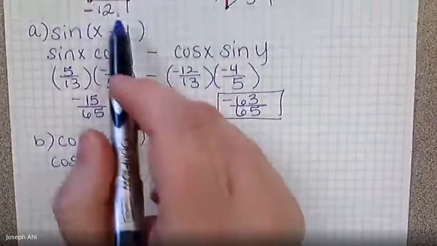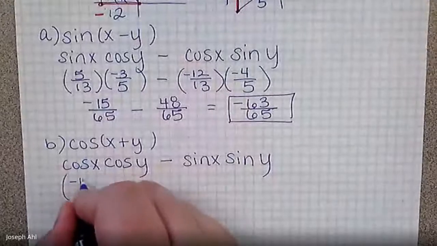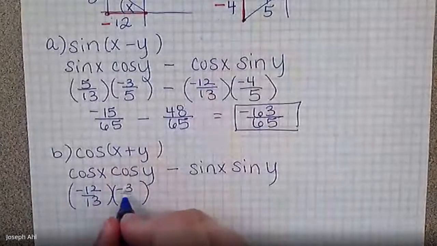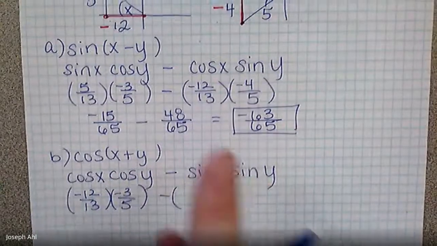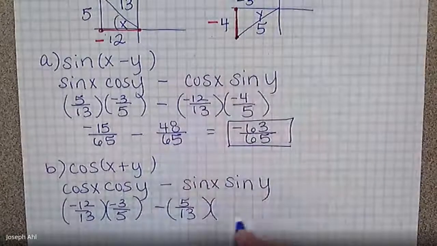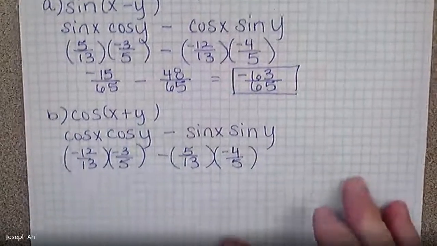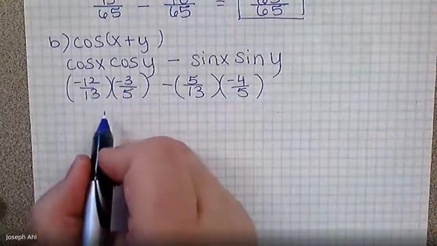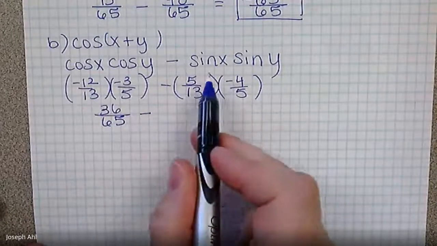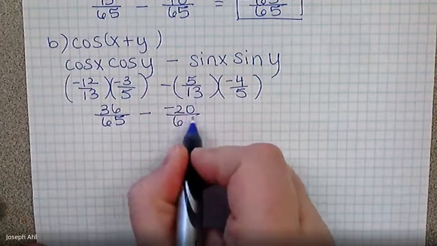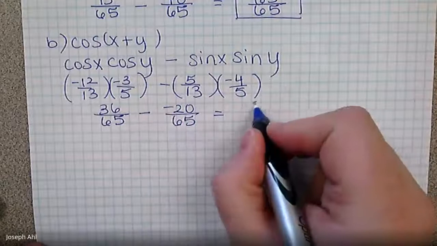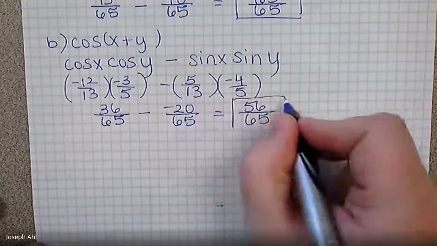Okay, cosine of x, just use your picture for x, is again negative 12/13. And then cosine of y, come over here, negative 3/5. Minus sine x is 5/13. And then sine y, negative 4/5. Okay, so that would be the initial substitutions there. Negative 12 times negative 3 is 36 over that same denominator, 65. Minus 5 times negative 4 is negative 20 over 65. Subtracting a negative would be plus 20 there. So 36 and 20 is 56 over 65.